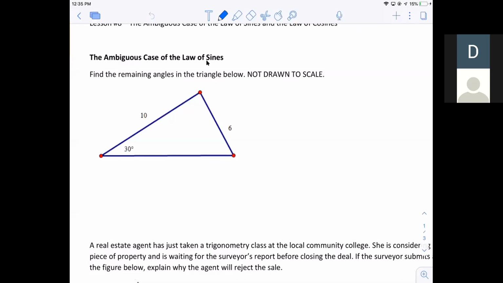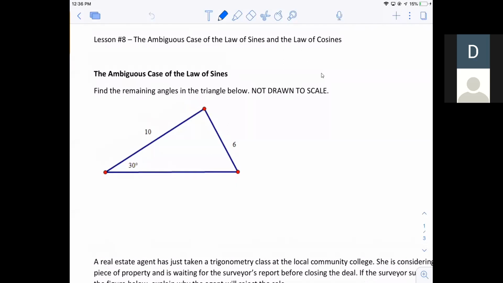All right, guys. Today we are doing the ambiguous case of the law of sines and the law of cosines. So two things.